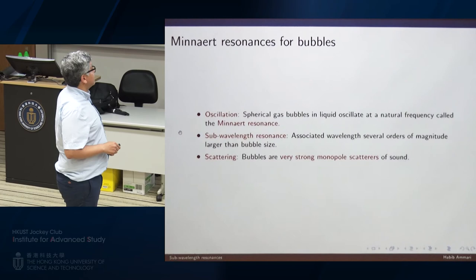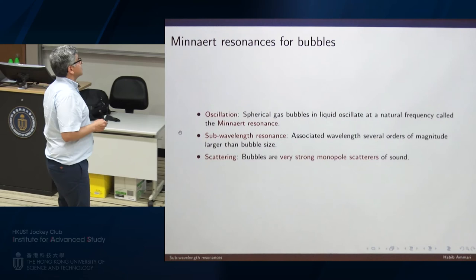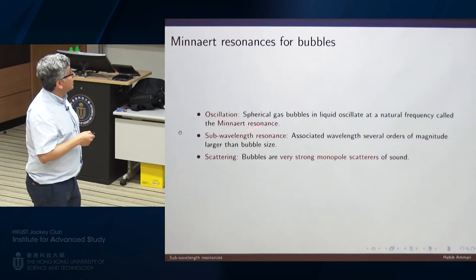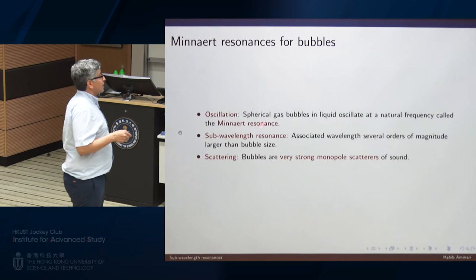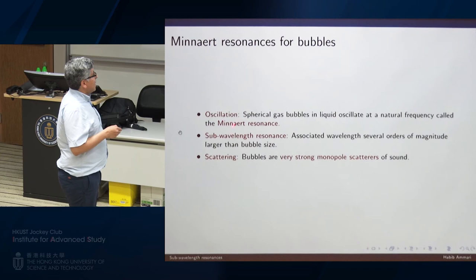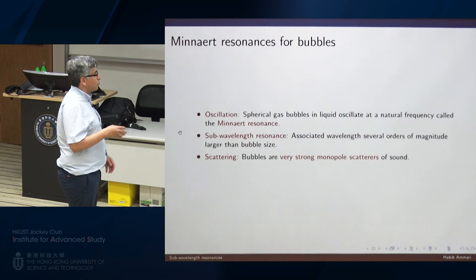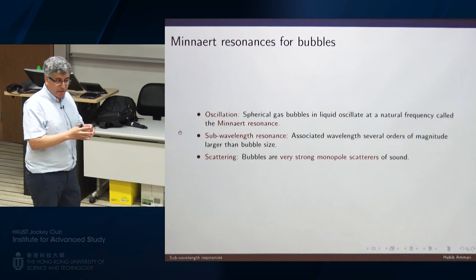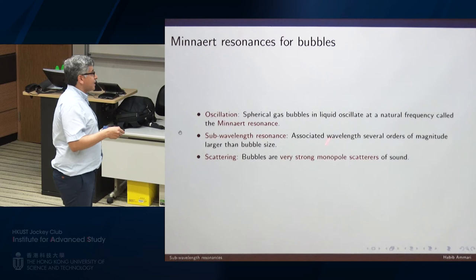Now let me show you, in these last 10 minutes, what we did on Minnaert resonance of bubbles. The first one was plasmonic, so this was about photonics. Now let me show you something about acoustics. So these bubbles are spherical gas bubbles which oscillate. Actually, they could be non-spherical if they are in some gel. And I will show you how to compute their resonant frequency. They are subwavelength resonators, meaning their associated wavelength is several orders of magnitude larger than the bubble size. They oscillate at frequencies whose wavelengths are several orders of magnitude larger. And as for plasmonic particles, they are very strong scatterers.